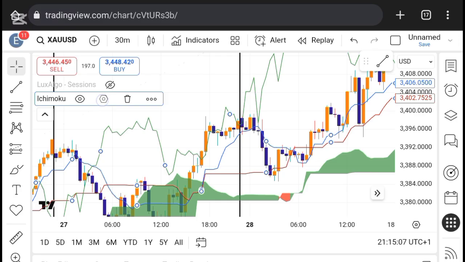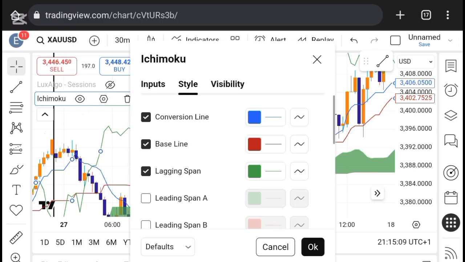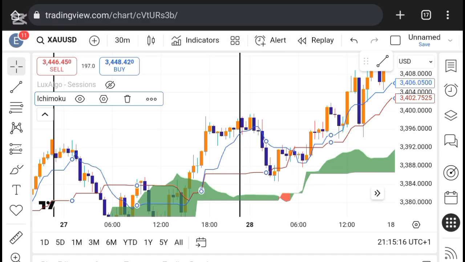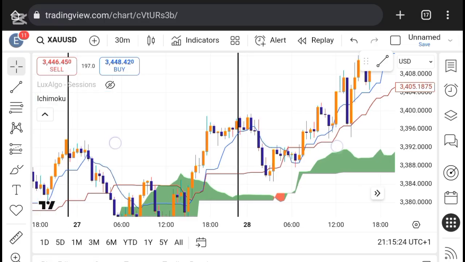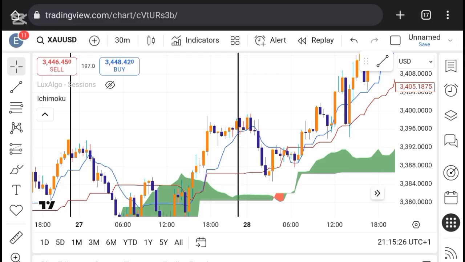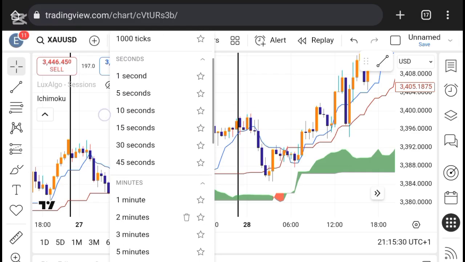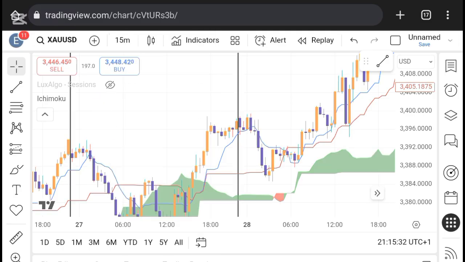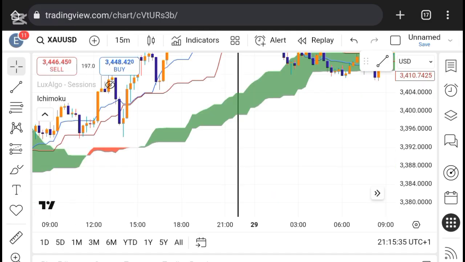Let's go back. There is another one that I forgot. This lagging span, I have to disable it because I don't really need it. All I need is the cloud and this blue and red line. So once I've done that, I have to move down from my 5 minutes. Like I said, this is just for 5 minutes. So I have to move down to M15. Let me move down to M15.